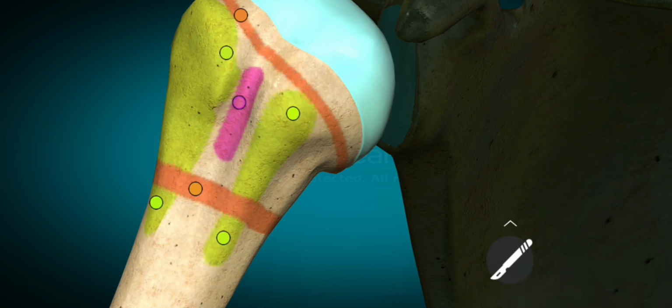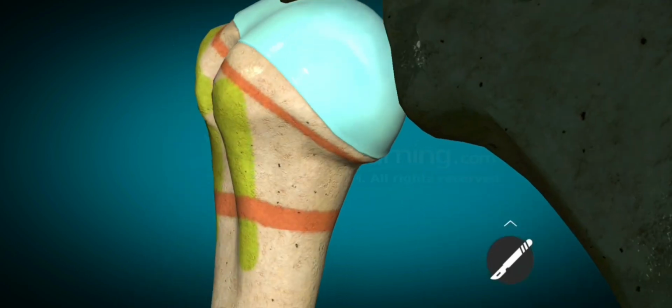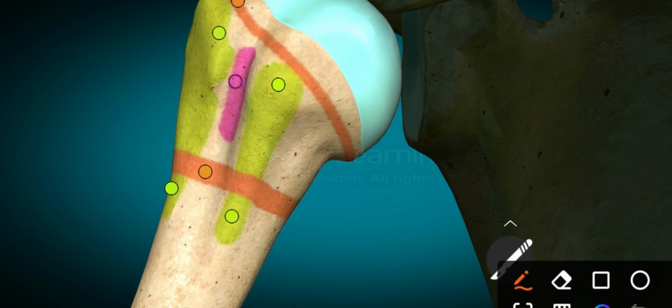Now just below the tubercles there is a slightly constricted area. This constricted area just below the tubercles is called the surgical neck of the humerus, and this surgical neck is the frequent site for fracture of the humerus. This is important because the posterior circumflex humeral artery along with the axillary nerve wind around the surgical neck. So whenever the surgical neck is fractured, there is a chance of injury to the posterior circumflex humeral artery and the axillary nerve.